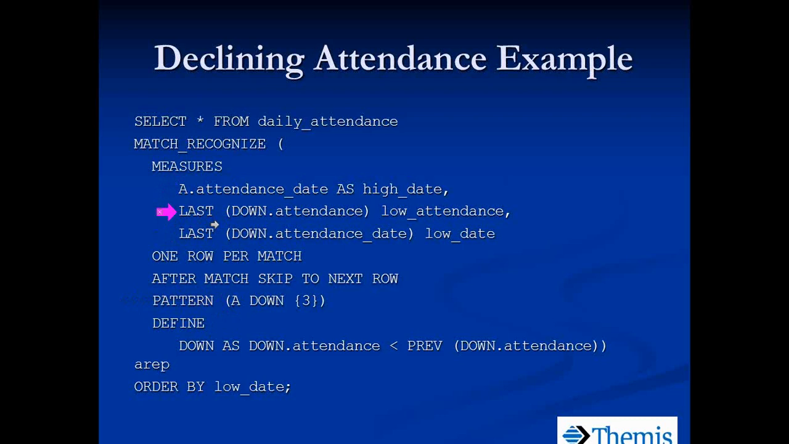Those are the things I talked about earlier where you could cursor through your input data. You can go down rows or up rows. And depending on what I'm matching, in this place here, remember what we're matching on is three consecutive days where I had declining attendance. And when I hit that third day, guess what that is? That's my last day. And so what I'm saying here is I want to show the last attendance, and I also want to show the last attendance date in this pattern matching.